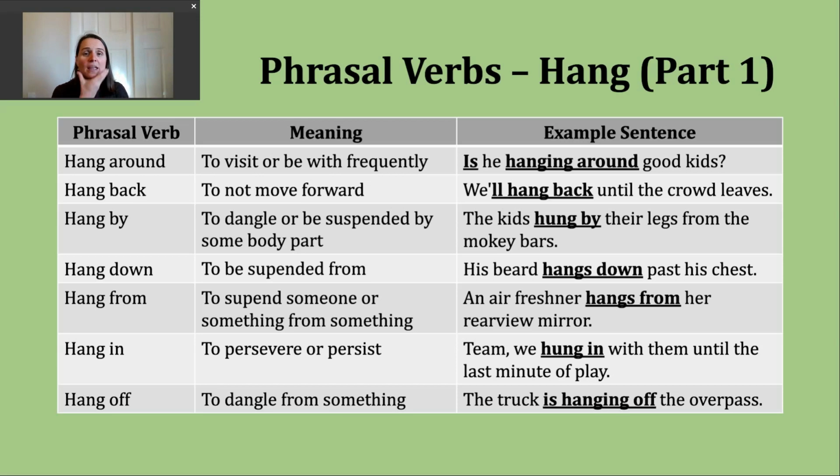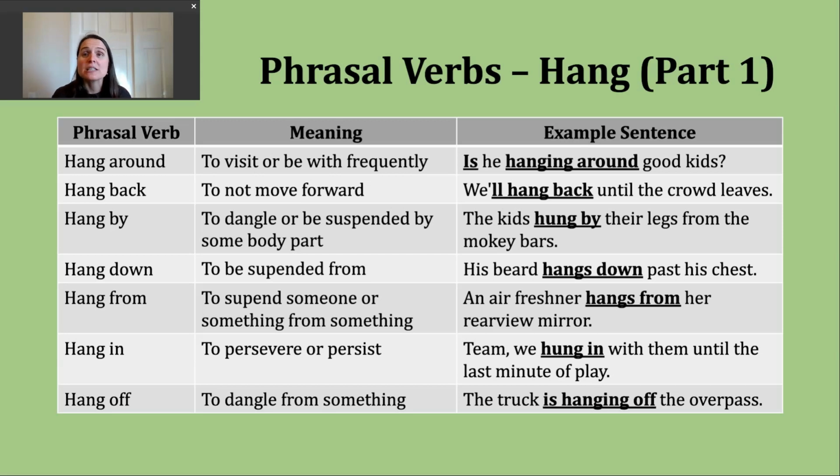Okay, so here one's beard would be attached to their face, their chin, right? And now it's suspended down past this particular individual's chest. This is an example of the simple present. We might be describing a fact here, what this person looked like or presently looks like. Another phrasal verb you might hear is hang from.